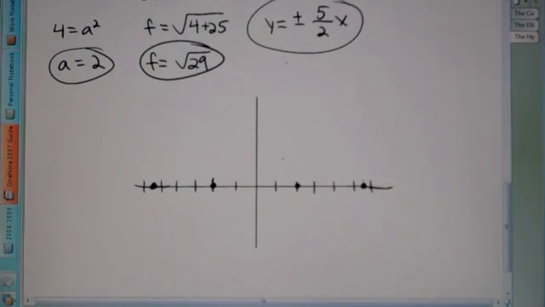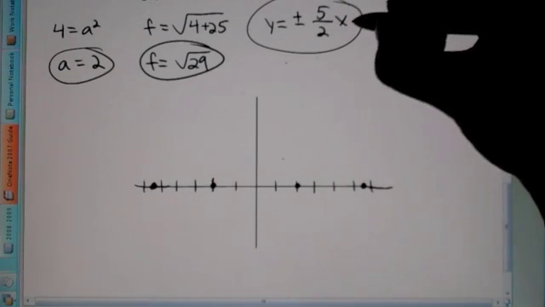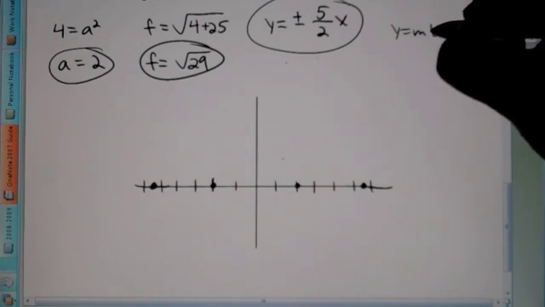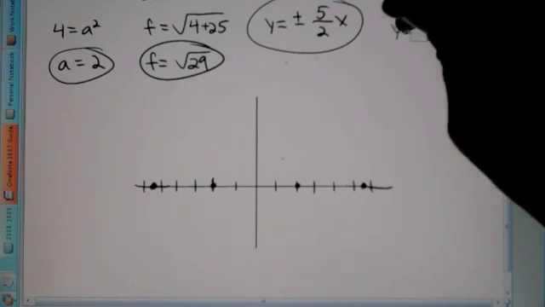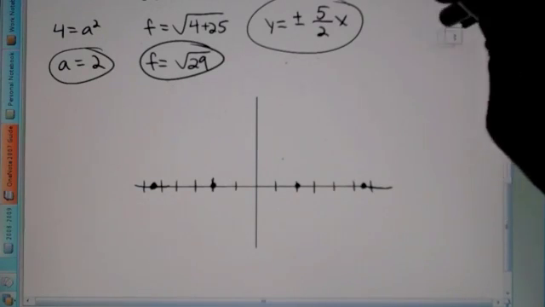Alright. And lastly, we need to plot our asymptotes. Now notice here that there's no b, or 0. When you do y equals mx plus b, we don't have a y-intercept here. That means it's crossing at 0. Okay? These asymptotes are going to be crossing at 0.